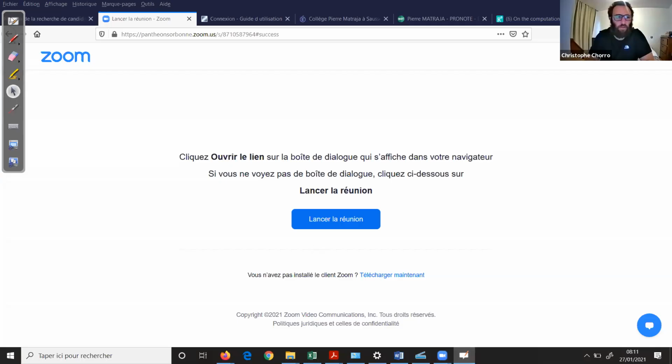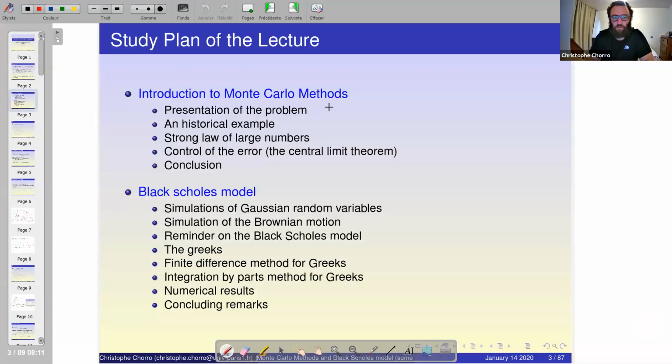So let me remind you what we have done during the previous session. We did this part of the introduction, just a little introduction concerning Monte Carlo methods, and we saw the very basics of this methodology that is based, as usual, on the strong law of large numbers, where we have a way to control the error in terms of an asymptotic confidence interval, through the central limit theorem.